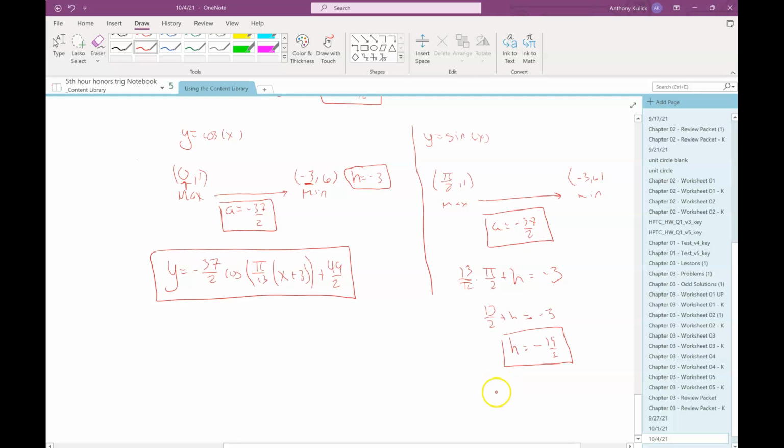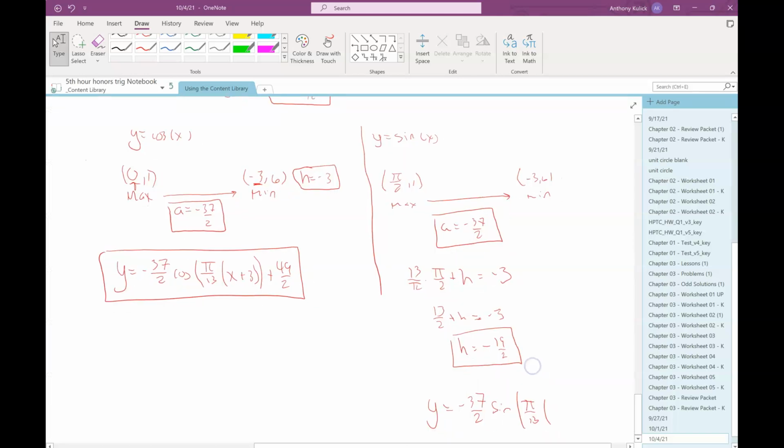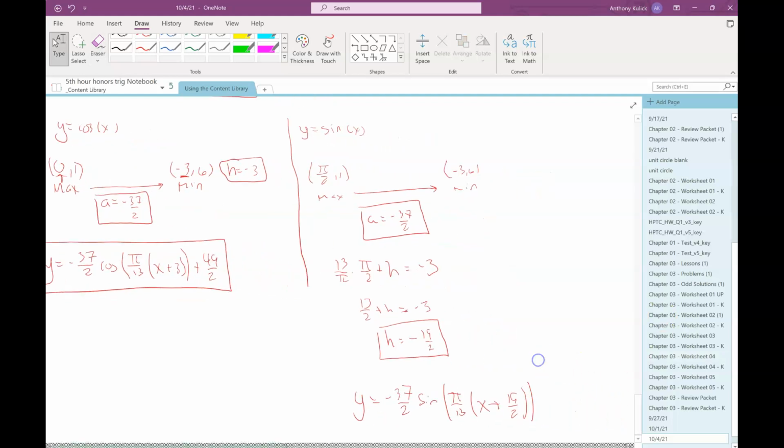Just making common denominators and stuff. So that's y equals negative 37 over 2 sine of pi over 13 times x plus 19 over 2, plus 49 over 2.